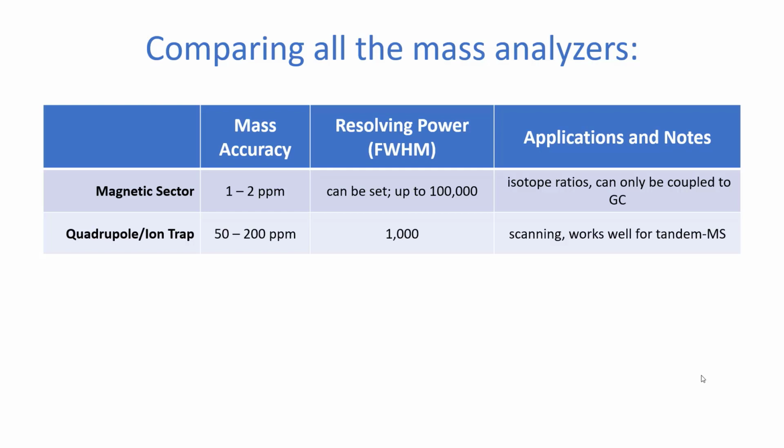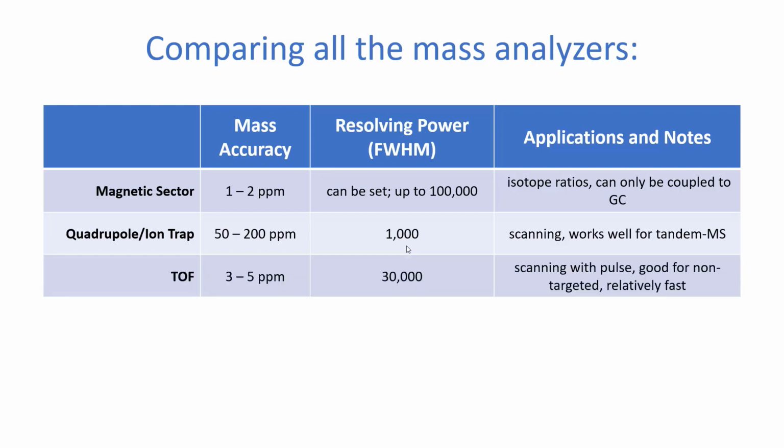Quadrupole ion trap mass spectrometers have a larger ppm, which means that they can be less accurate, and they have a lower resolving power. However, they're fast. They're known to be very fast. They're very good for scanning, and they're often used when you're doing tandem mass spectrometry, where the first filter is your quadrupole or ion trap mass spectrometer.